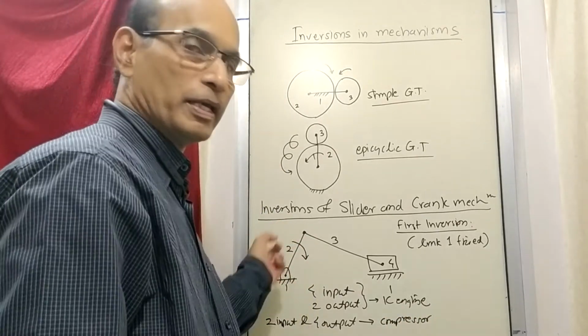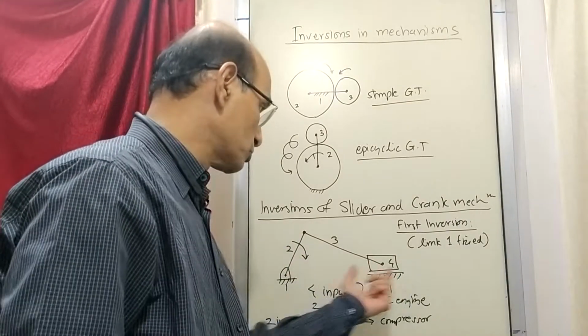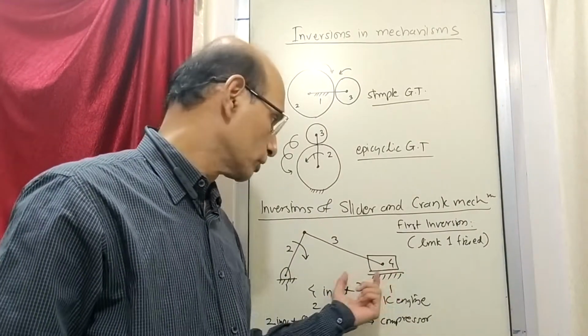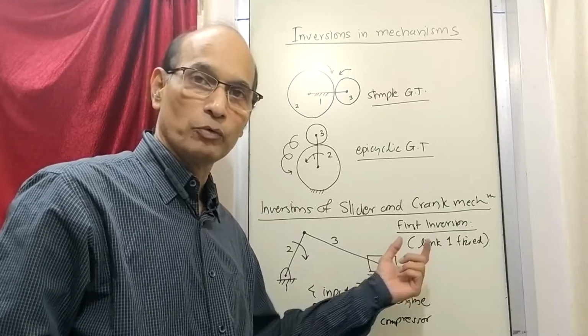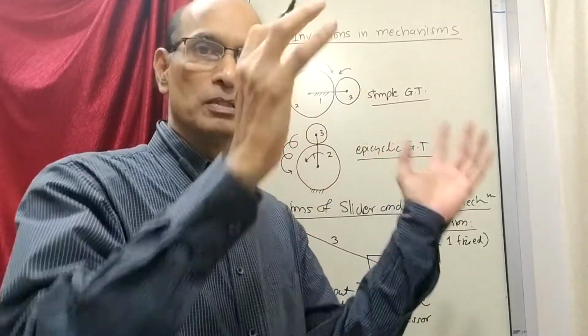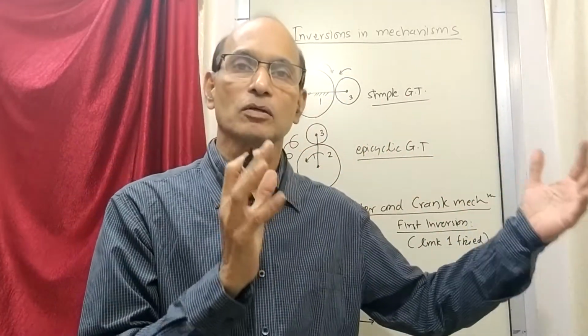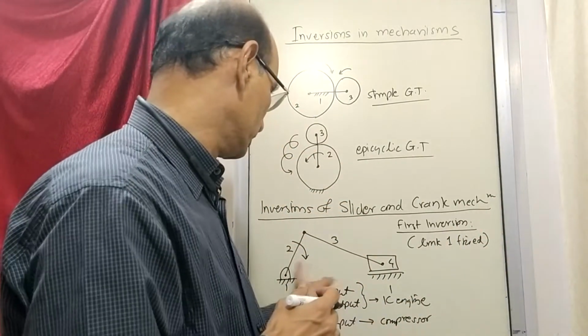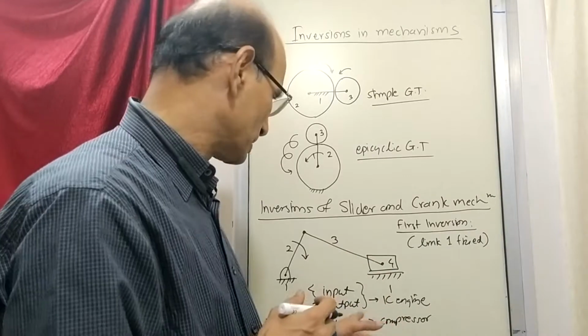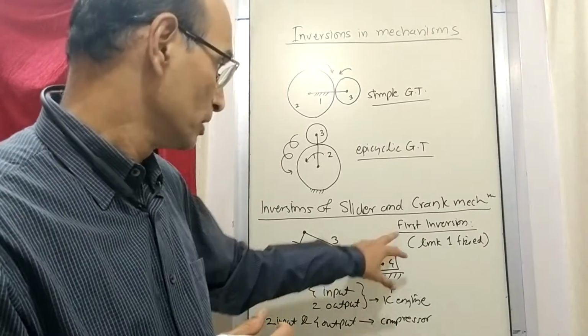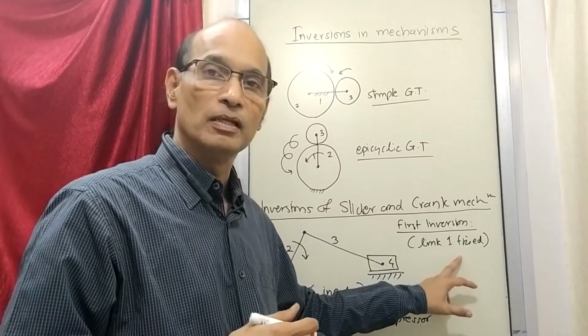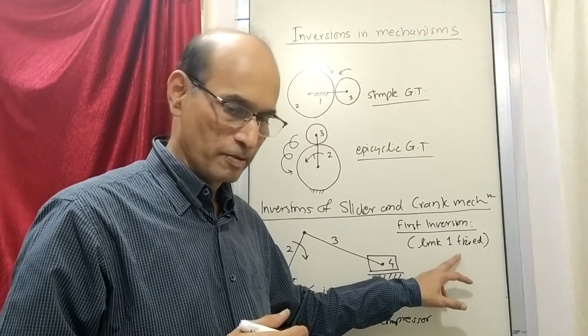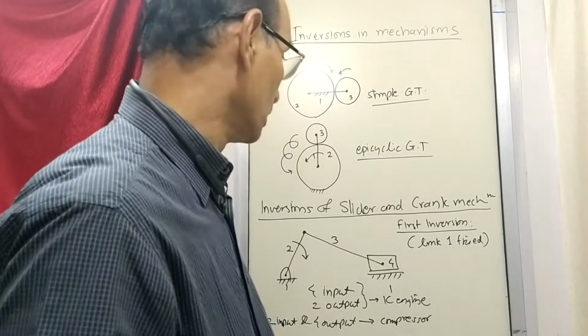Because you are inputting here, energy is input here, and this will go on oscillating. So this is used as a pump, and we are pumping the air into the chamber, and that chamber works as a compressed air tank. So this becomes an example of a compressor, if this is the input and this is the output. But basically all these things we are talking about are the first inversion, because link number 1 is fixed. Okay.